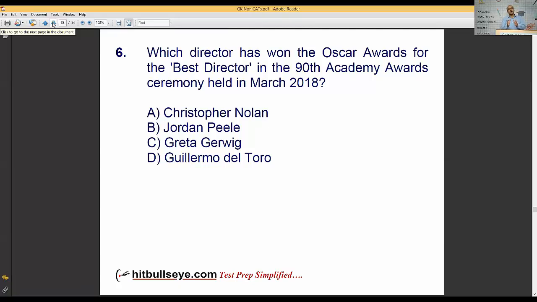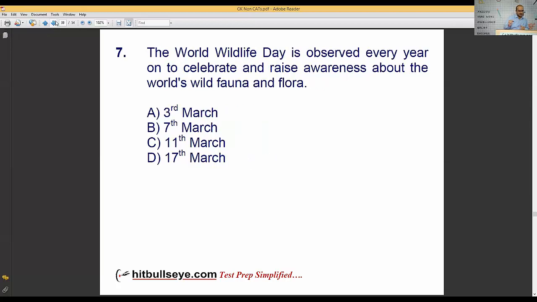But again, such kinds of awards are also important for your exams. Okay, thank you for checking, guys. Next, World Wildlife Day is observed every year on which date, to celebrate and raise awareness about the world's wildlife, fauna and flora. Okay, Mayur was quite confident, so he gave 3 answers. Okay, great. Option number A, 3rd of March, that is World Wildlife Day.